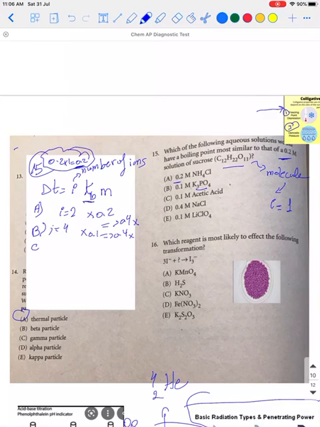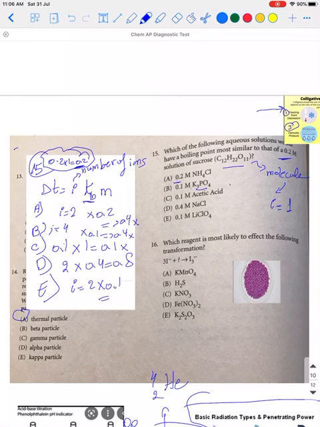I want something similar to 0.2. Acetic acid is a weak acid, which makes it a molecule, so i is equal to 1. So 0.1 times 1 is 0.1, not an option. NaCl is ionic, 2 ions, so it is 2 times 0.4, 0.8, not an option. Left with E, lithium perchlorate, lithium 1 with perchlorate 1, so i equals 2 times 0.1, which is 0.2. This one is similar to 0.2 molar of sucrose, so the correct answer is E.